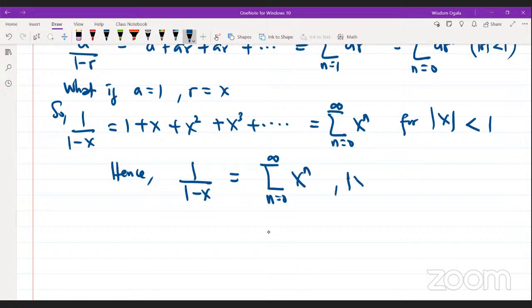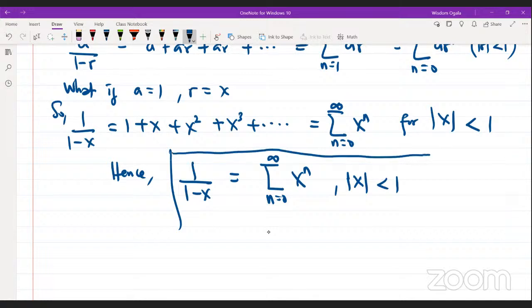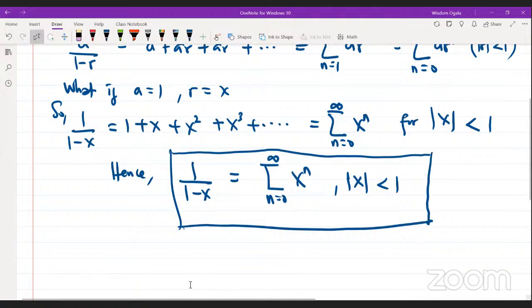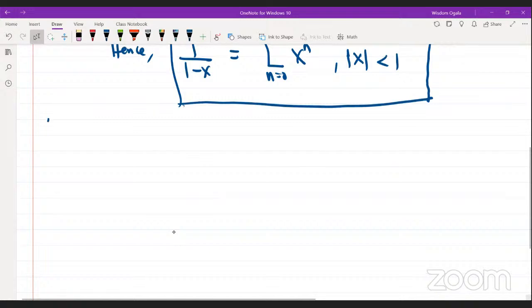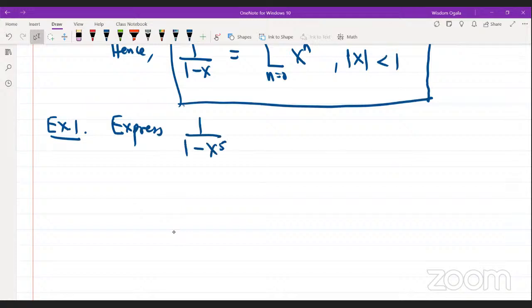Now, this is very important, guys, so let me just box it. This is very important to us. We need it going forward. All right. Now, as a basic example of how to apply this, express 1 divided by 1 minus x to the fifth as a power series.